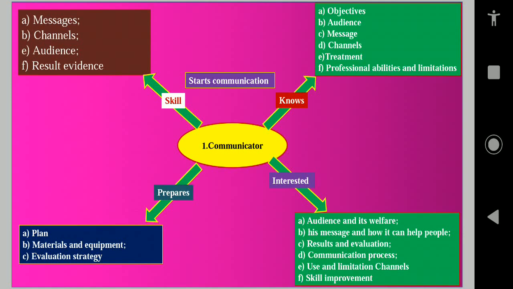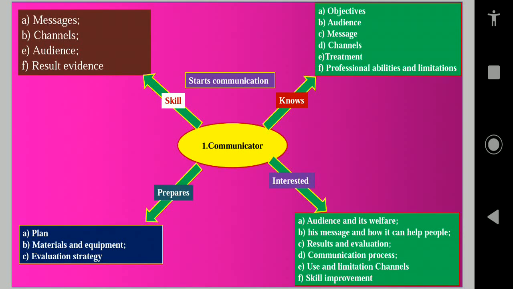Then collecting evidence of results. Okay, then he collects evidence from our results. And he knows what? He knows the objectives, which are specifically defined. Objectives should be specifically defined. And their audience. He should know the audience, their needs, their interest, abilities, predispositions.